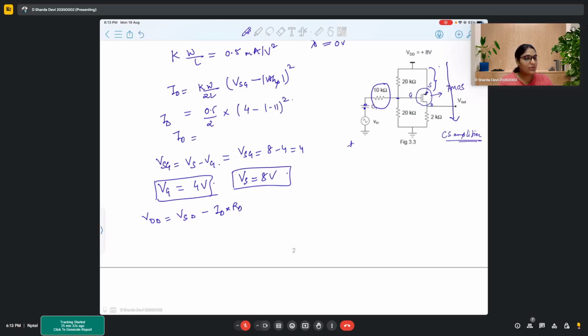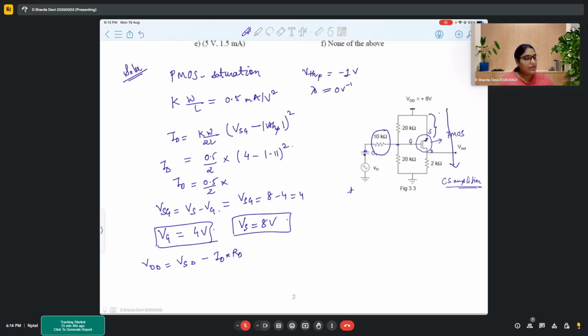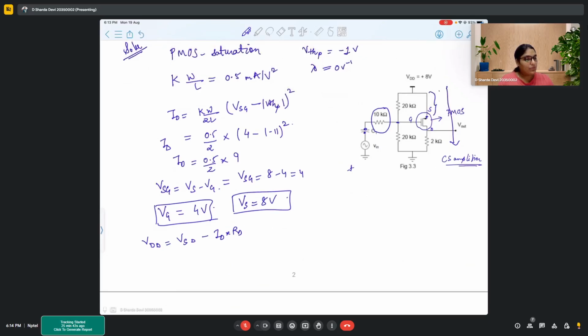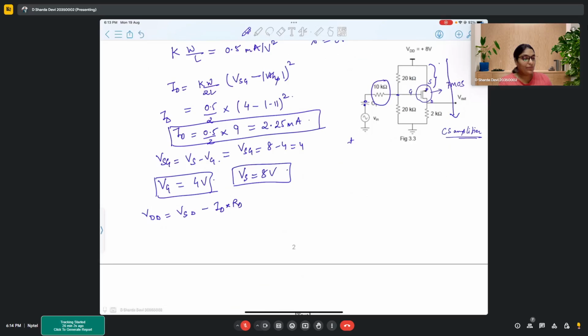So ID equals 0.5 by 2 into 9, that is 2.25 milliamperes. So the current across the MOS transistor is 2.25 milliamperes. Now, in case of VSD, which was asked next, VDD can be written as VSD plus ID RD.